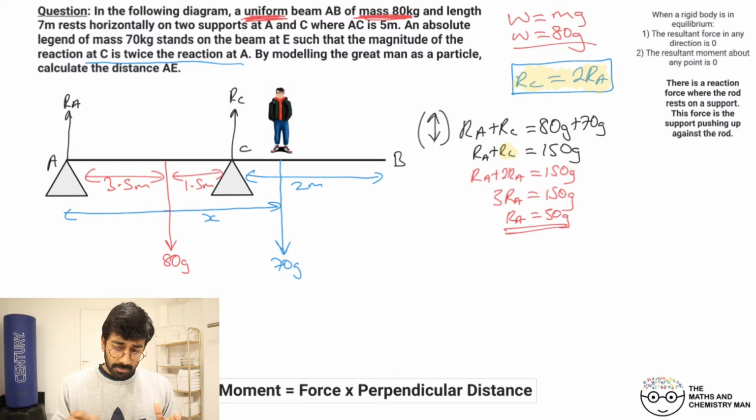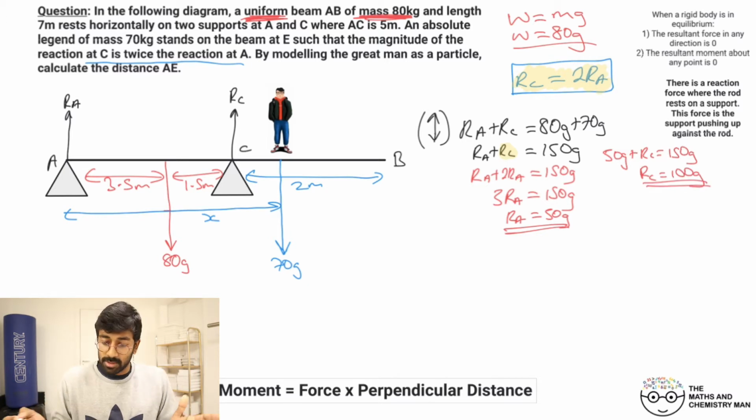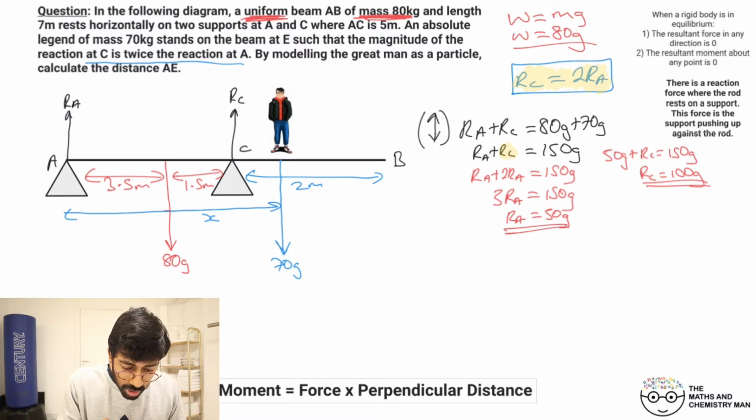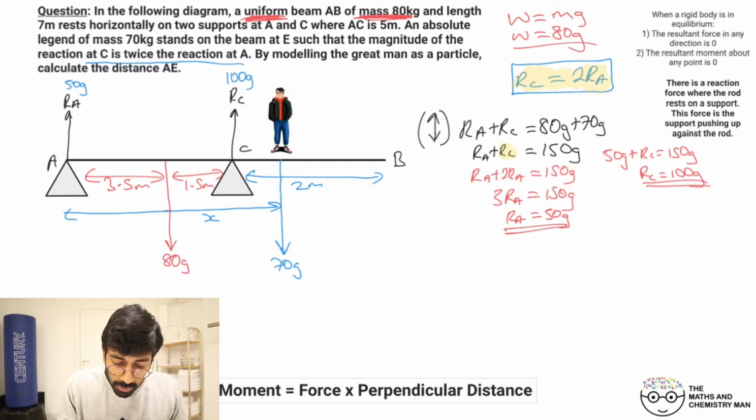And now I can take that and substitute it back into this equation over here, because I know RA and RC together are 150g. So that means that 50g plus RC equals 150g, which means that RC, we've got 100g as our reaction force. Okay, this is perfect. Let's fill this in on our diagram. So RA, we've got 50g, so I'll write it on top of it, 50g. And for RC, we've got 100g, so 100g on top of RC. There we go, fantastic.